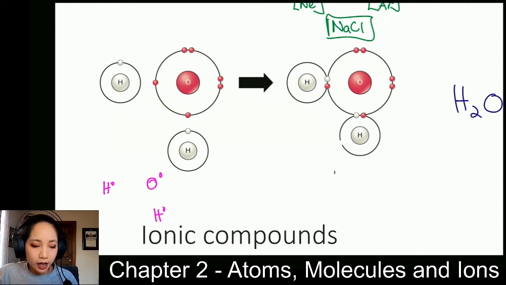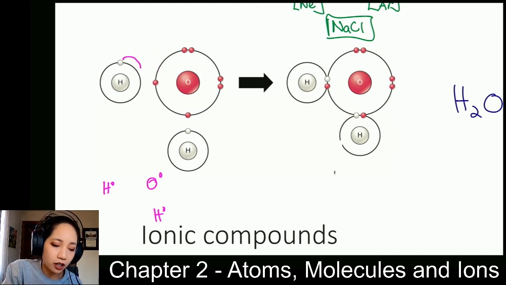Okay. So they're all in their neutral state. What sharing of electrons means is that instead of hydrogen willingly giving up one of its electrons, those two adjacent atoms will actually share their electrons with one another.